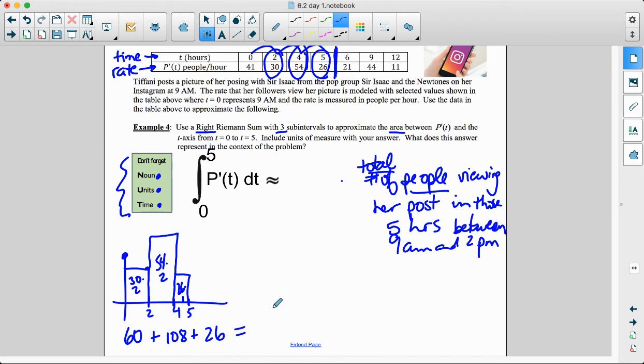So there's less calculating to do when you have a table of values. So the approximate area, using this notation that Riemann helped us with, is 194 total people viewing her post in the 5 hours from 9 a.m. to 2 p.m. So make sure you include all of that in your answer.